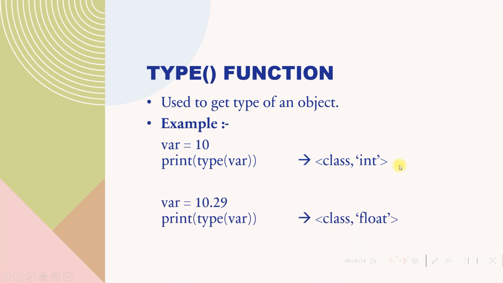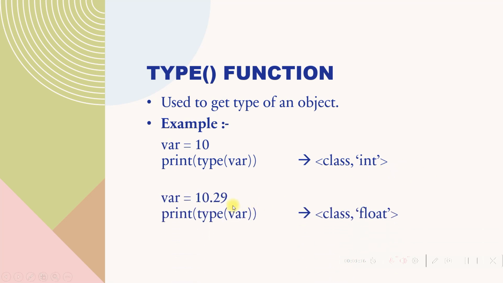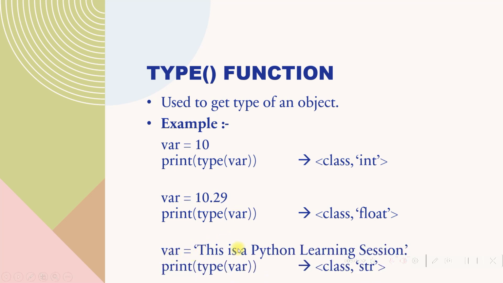Now let's see another example. Here we have written var equals 10.29, and when I print the type of this variable, I get the output as class float, because 10.29 belongs to the float class. Similarly, if I write var equals 'this is a Python learning session', and check the type of this variable, I'll get the output as class str. This object var is an instance of the string class.